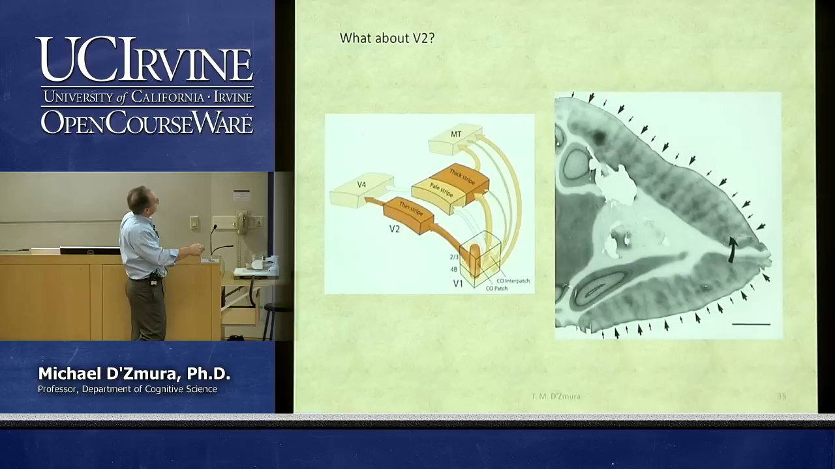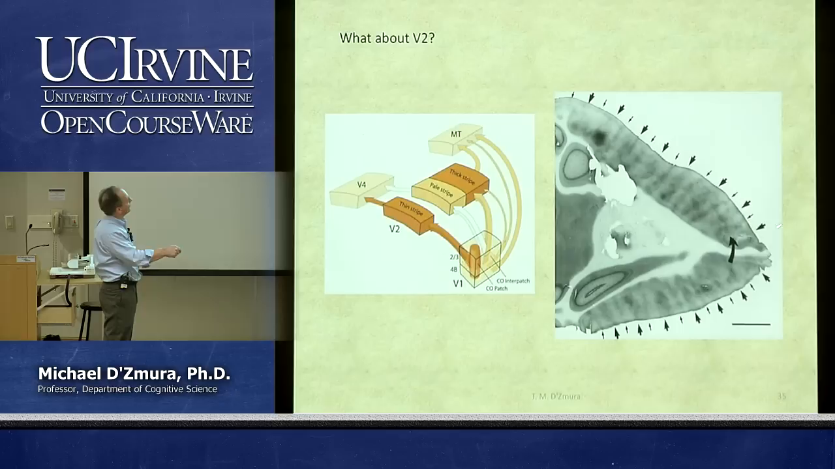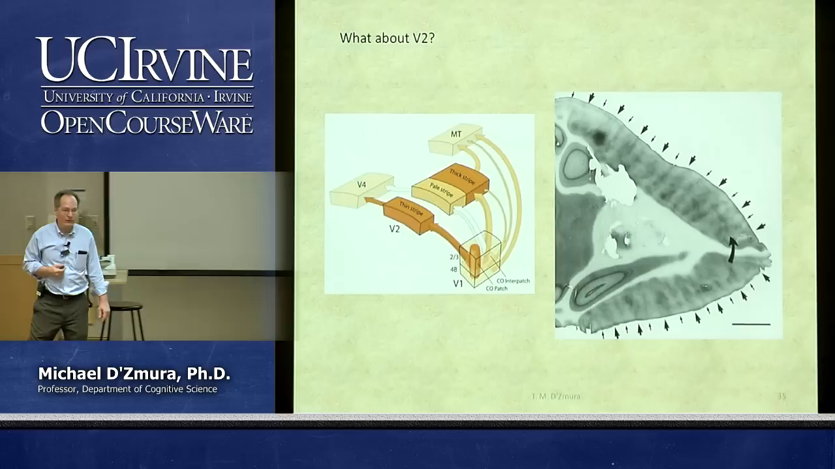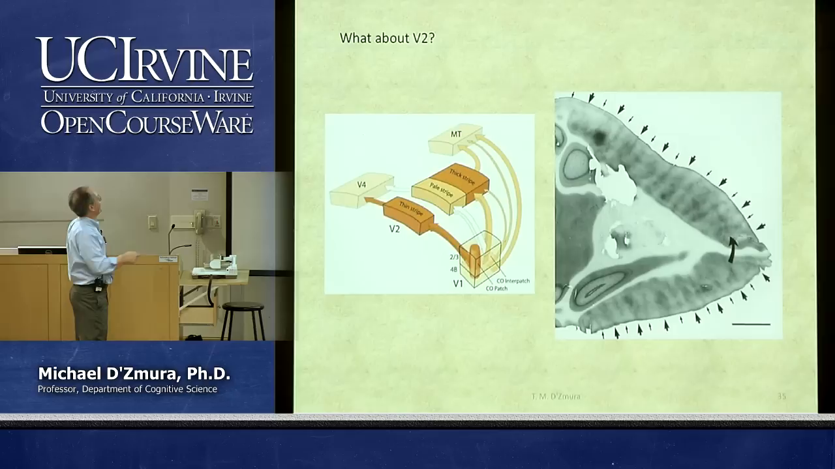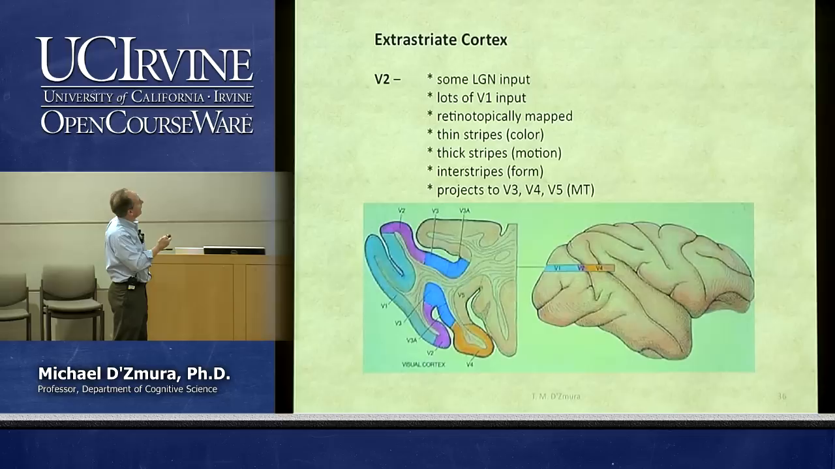I skipped something. This is a slice of V2. And I hope you're able to see thin stripe, thick stripe, thin stripe, thick stripe, thin stripe, thick. And then there's spaces in between. And so when you look at V2 in this fashion, you'll find that there are thick stripes, thin stripes, and pale stripes. And that's what this diagram is trying to show. And we look at which particular neurons are going where.